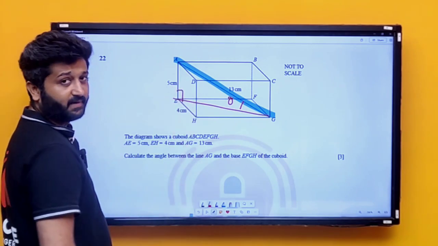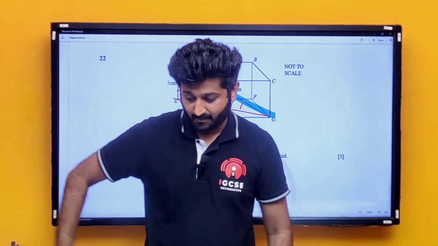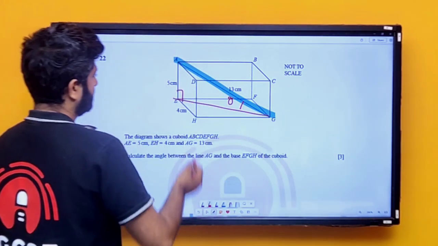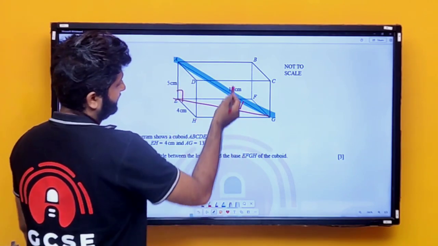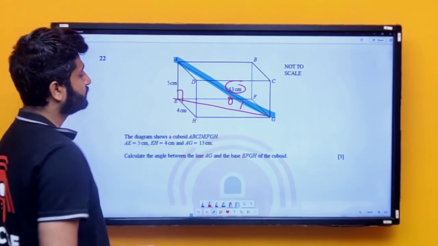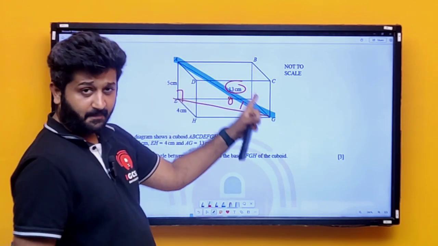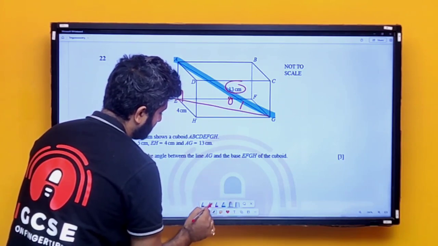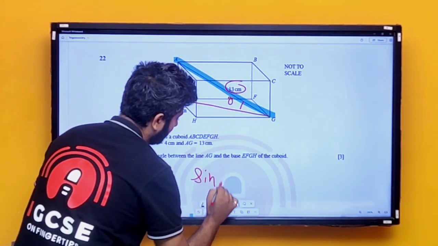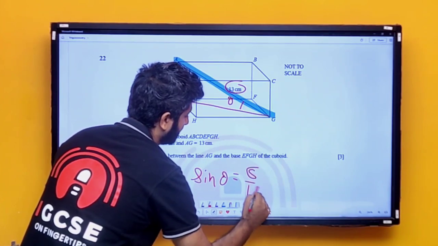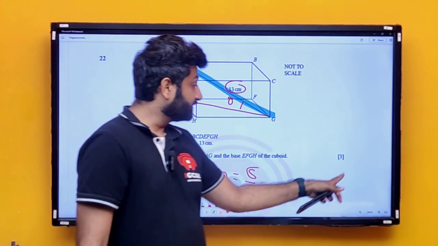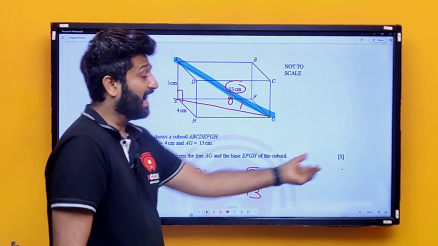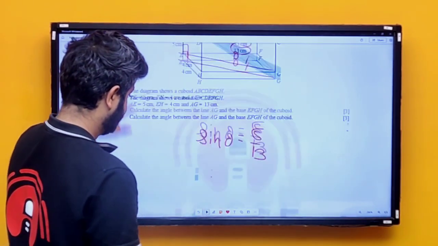Now, this is a right angle triangle. Again, this is the base. There's a rectangle here, so the angle formed will be 90 degrees. So this is 5. This is 13. I have opposite, I have hypotenuse. So tan theta, sorry, not tan theta, sorry guys. I can use sine theta is 5 by 13. Really easy question for 3 marks. I think 1 or 2 marks are just for identifying the angle.